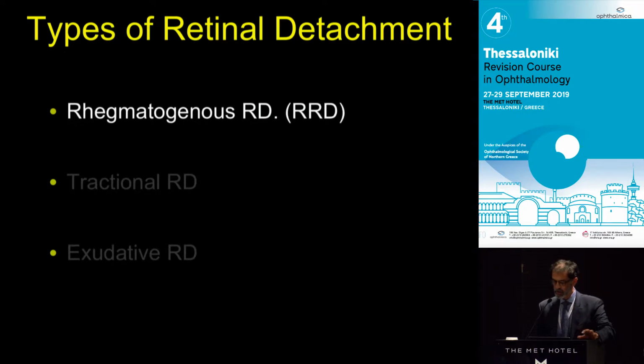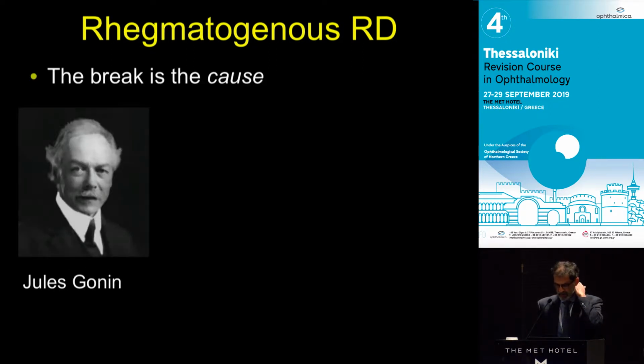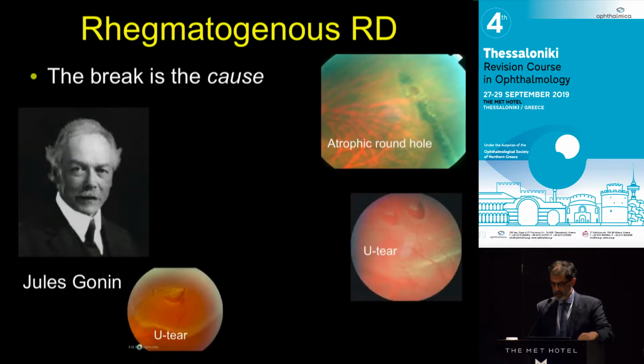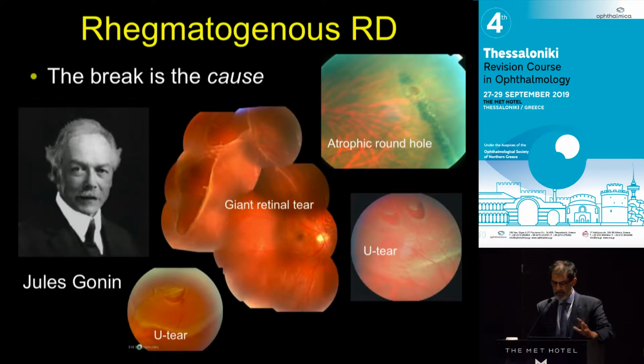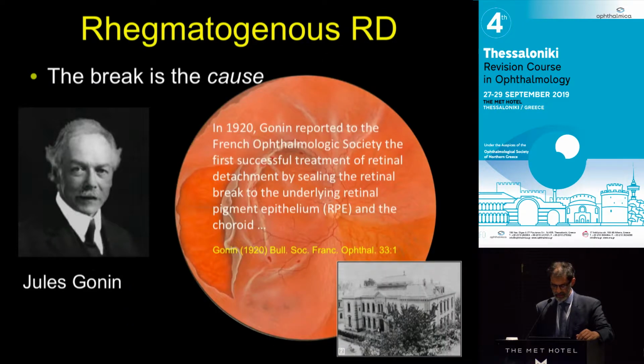In this talk, because of time, I'll just talk about rhegmatogenous retinal detachments, which implies there's a tear, from rhegma. And the break is the cause. This momentous concept was found by Gonin. And of course, we're all familiar with both atrophic holes, but more importantly, U-tears. Not only is the break the cause, but it usually requires some traction, which accounts for why some atrophic holes don't progress, but most U-tears do, because there's a combination of break and traction.